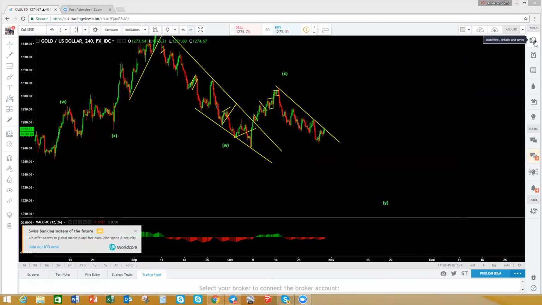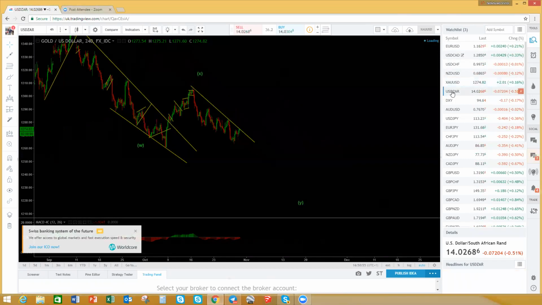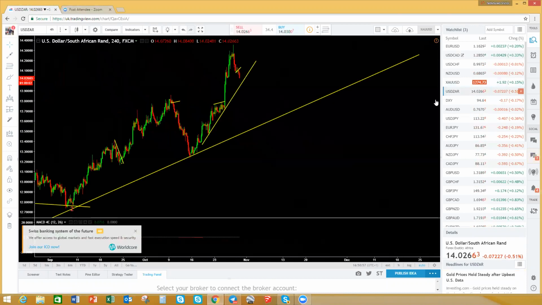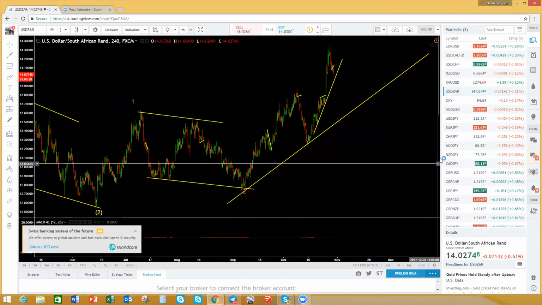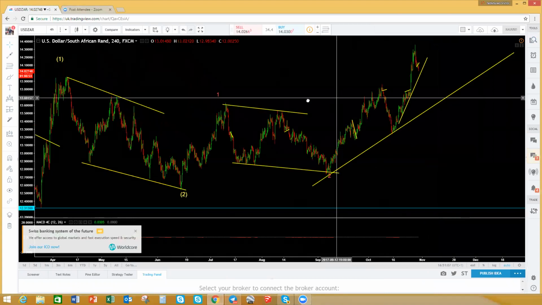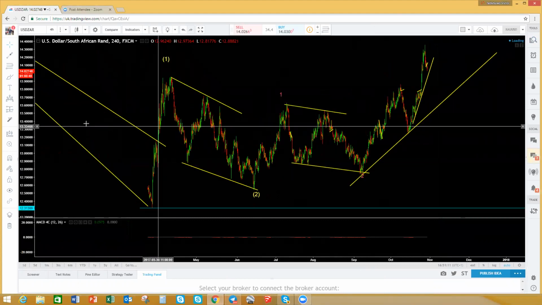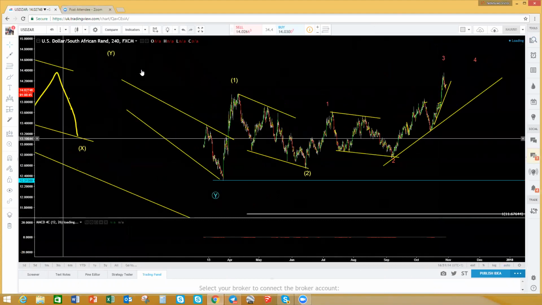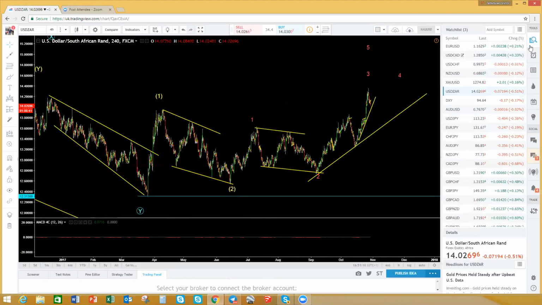So that is gold. All right, and now let's come back to the ZAR bit. I'm doing all the pairs with the US dollar on them. US dollar ZAR has changed the structure. And it looks very interesting. After doing this one, I'm going to do pound New Zealand, because what is happening to the rand looks exactly the same as the pound New Zealand.